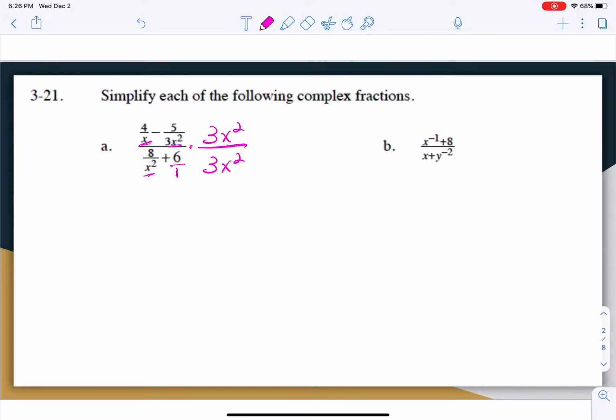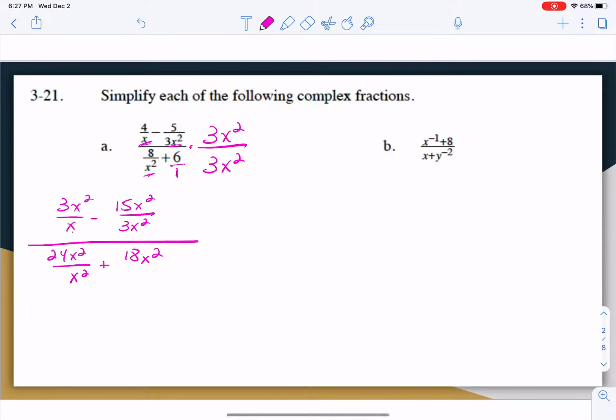So that gives me 3x squared over x minus 15x squared over 3x squared, divided by 24x squared over x squared plus 18x squared. So it looks like I just made this more complicated, but now I can go through and see what's going to cancel each other out.